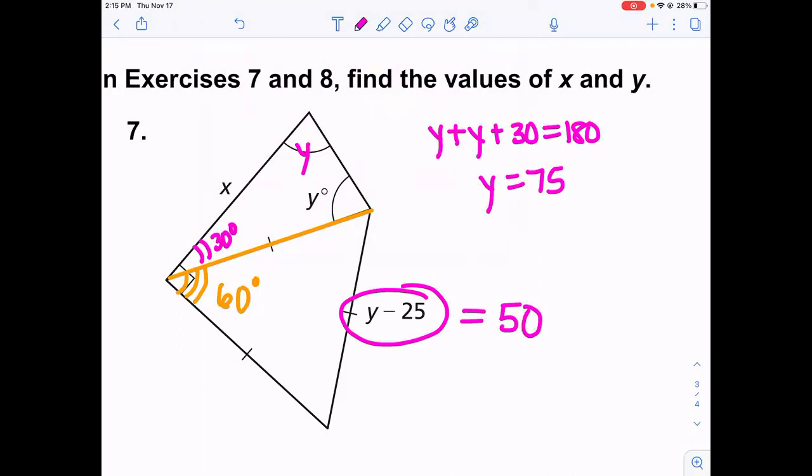Okay, Carson, why does x equal 50? I don't know. Paxton, why? Because those two angles are congruent, as well as the two legs are congruent. These two are congruent, which means these two are congruent. Man, that was a cool problem. I like that one.